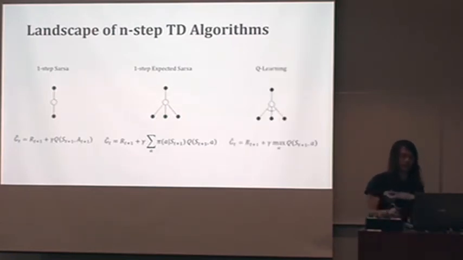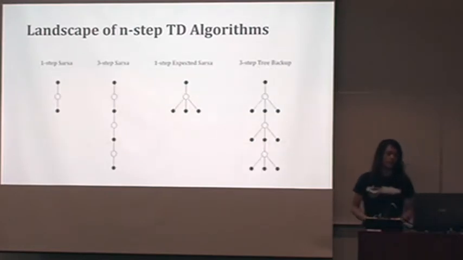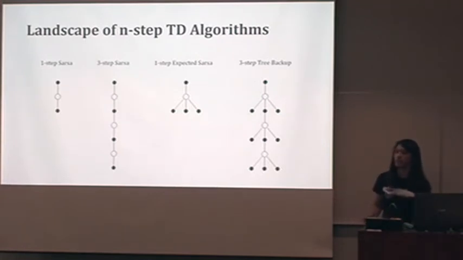And then there's also this popular algorithm called Q-learning, but the way Q-learning works is it takes a maximum of your Q values in that new state. But if you look at expected SARSA, if your policy pi is greedy with respect to your value function, then it's identical to performing this max operation. And so Q-learning is just a special case of expected SARSA. And so the landscape might look something like this. We've got one-step SARSA, multi-step SARSA, one-step expected SARSA, and arguably, the multi-step extension to expected SARSA is tree backup, where you take an expectation at each step.